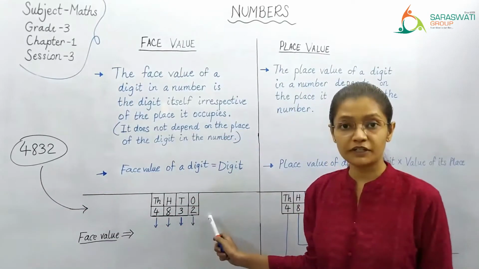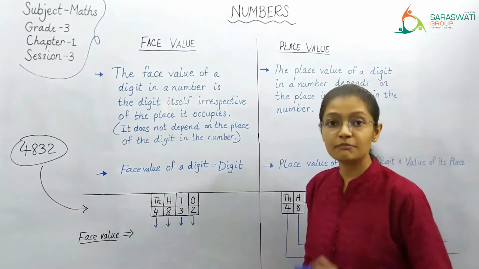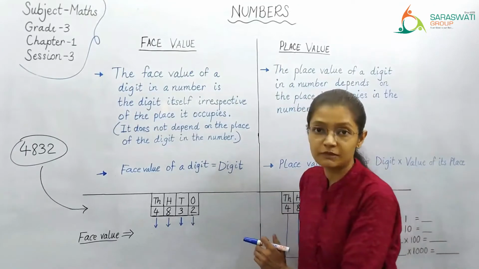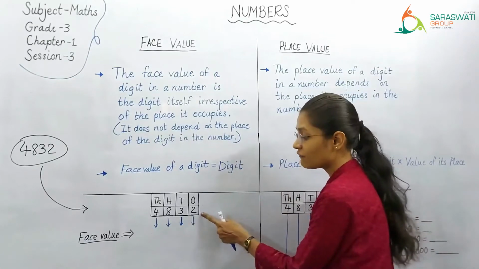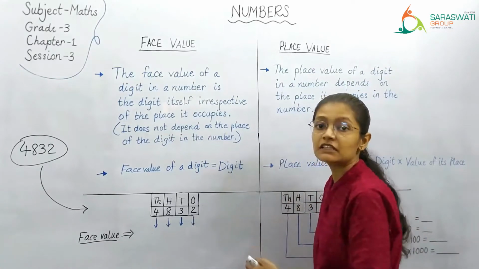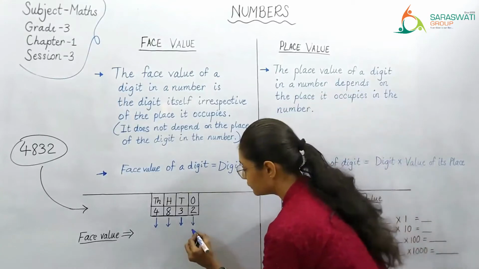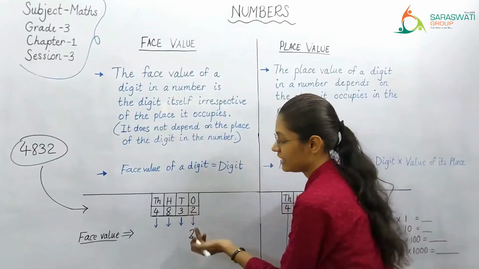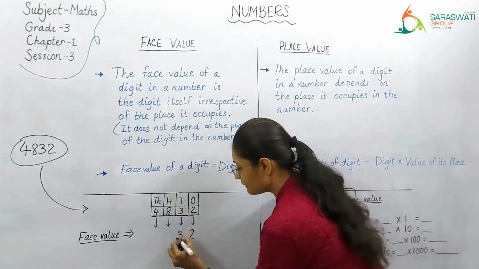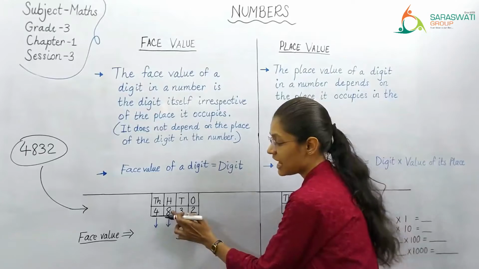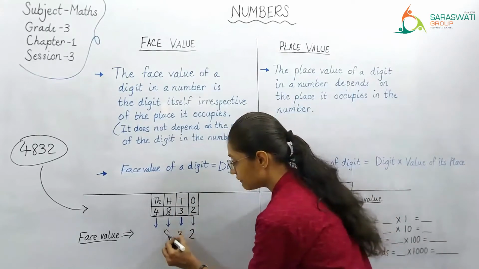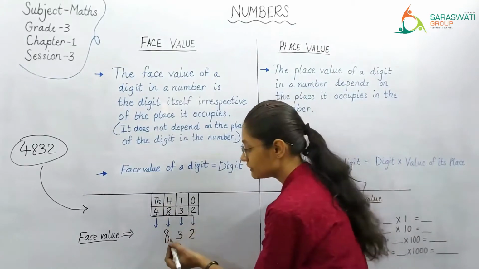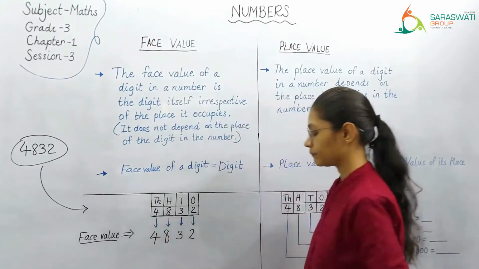So I have written this number over here in the place value chart, and students, remember that while writing the number in the place value chart, we should always start from the ones place. Now over here the face value of digit 2 in ones place is the digit itself. So that is 2. Then the face value of digit 3 in tens place is the digit itself, that is 3. Then the face value of digit 8 in hundreds place is the digit itself, that is 8. Then the face value of digit 4 in thousands place is the digit itself, that is 4.